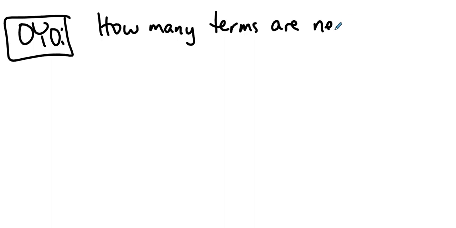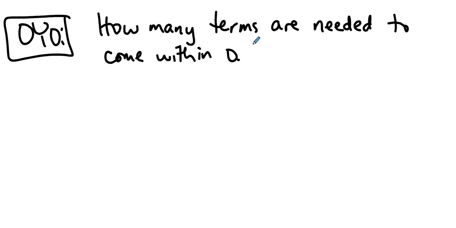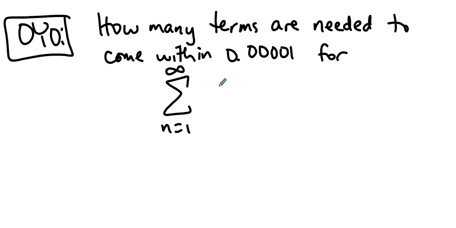So let's try it. How many terms are needed to come within 0.00001 for the sum of e to the n over n factorial?